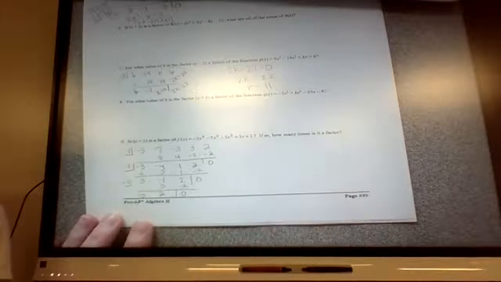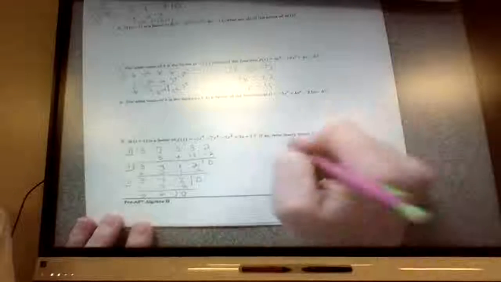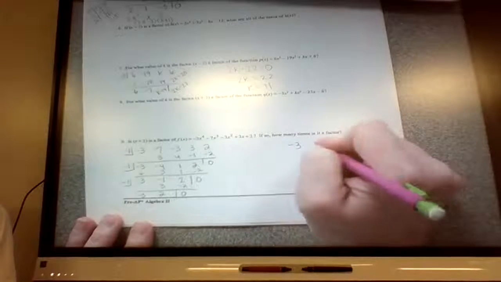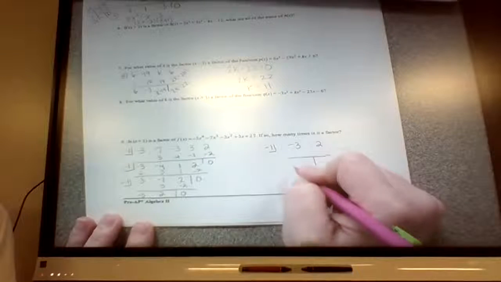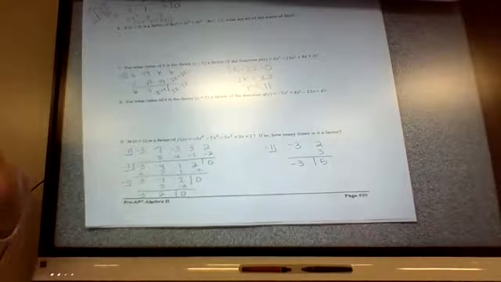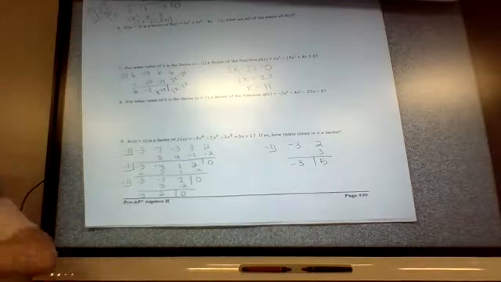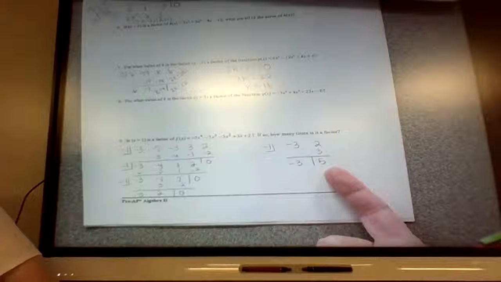That's a factor. I'm going to rewrite it because that pre-AP thing's in the way now. Bring down my negative 3. That's positive, that's 5. Is it a factor that time? No. How come? The remainder's not 0, so it's not a factor.